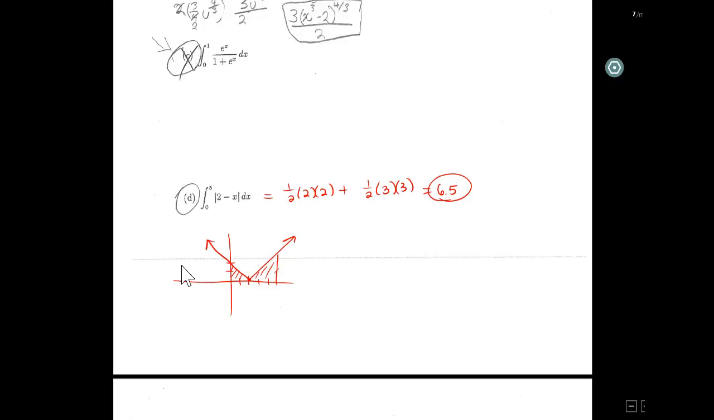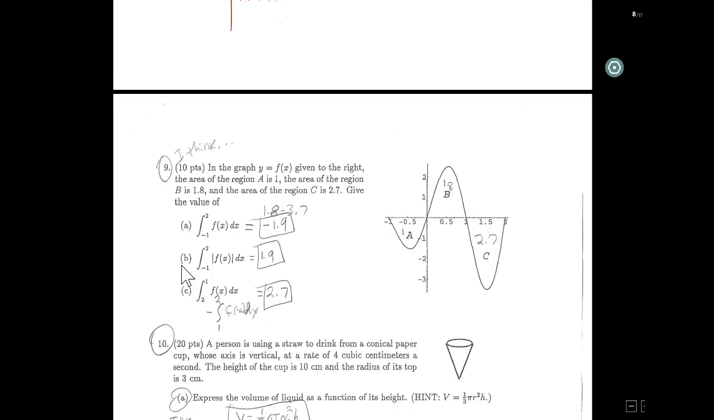The other way we would have to do it is to break this function up into two separate integrals. So this is the line negative x plus 2 when x is less than 2, and it's the line x minus 2 when x is greater than or equal to 2. So then you would break it up into the integral from 0 to 2, where you would use this part, and then from 2 to 5, you would use this graph. So that's another way to evaluate that. Okay, that's number 9.